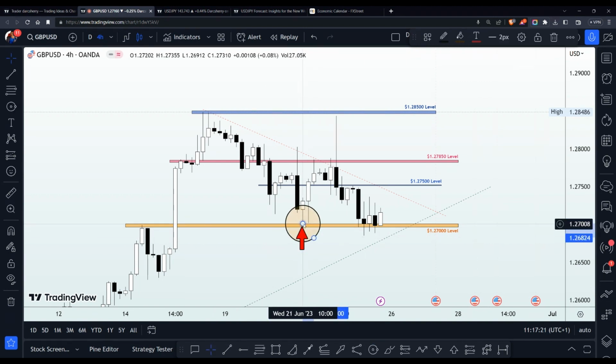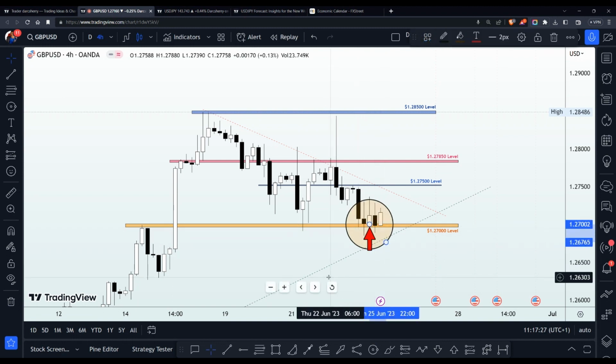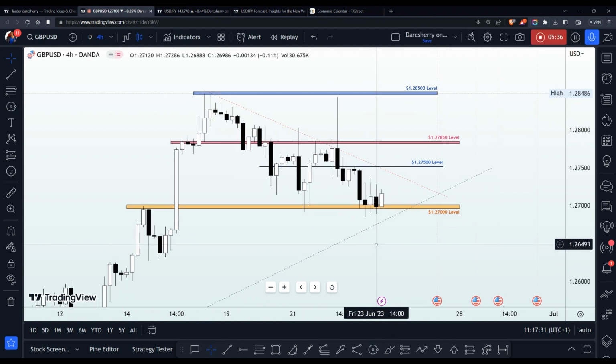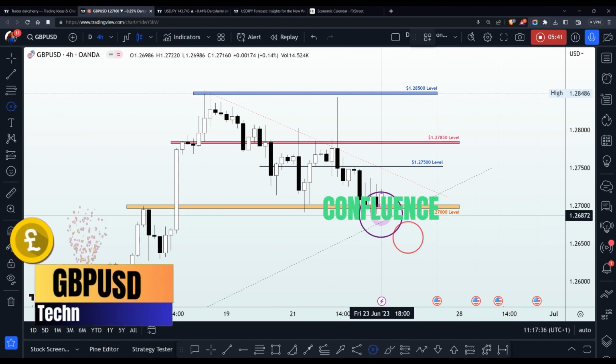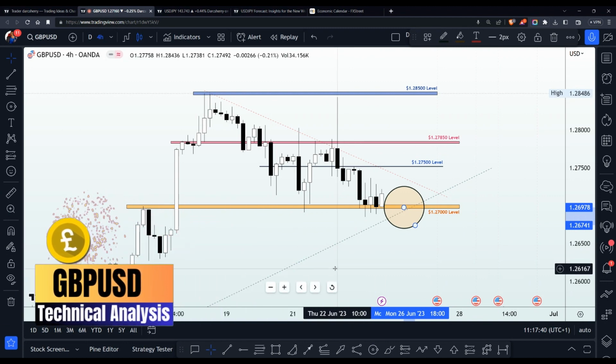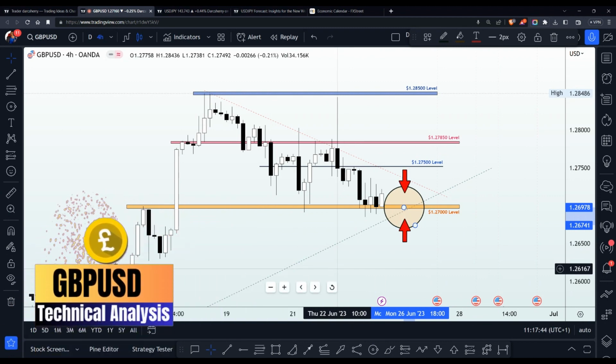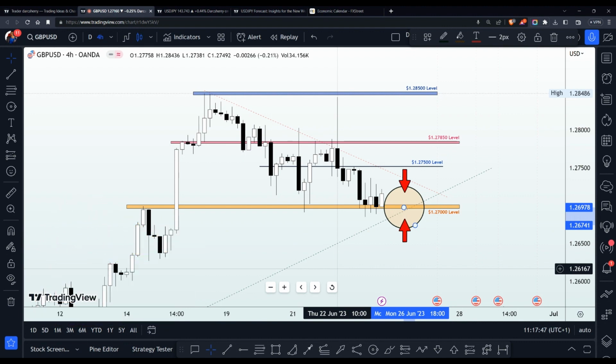As you can see, what happened last week, Wednesday, and on the last trading day of last week, we saw how sellers found it very difficult to break through that structure. And one interesting thing about the 1.2700 level is the fact that it also shares a confluence with this ascending trend line we identified earlier. So you would agree with me that we are at a critical point in the market where anything is very possible to happen.